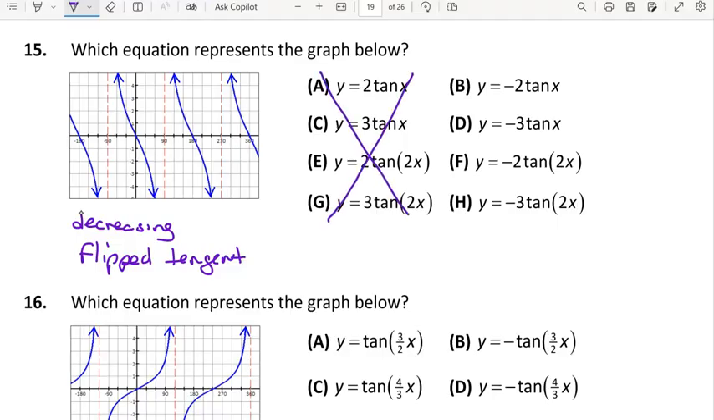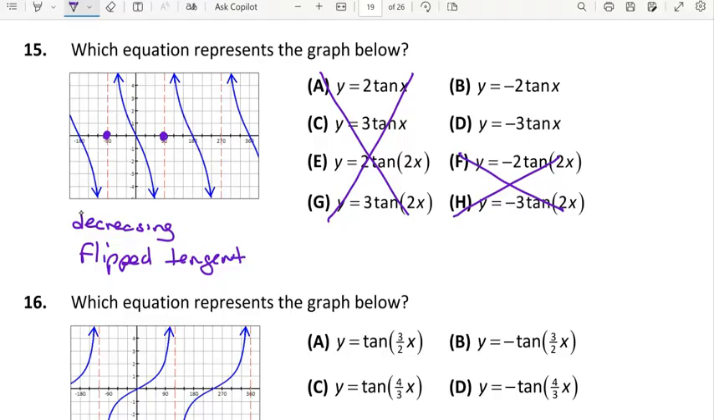And then the other thing that we need to remember is that the base period of a tangent function is 180 degrees. In other words, the distance between asymptotes is 180 degrees. Looking at this graph, the distance between asymptotes is 180 degrees. That means B is 1, so we can eliminate choices F and H.